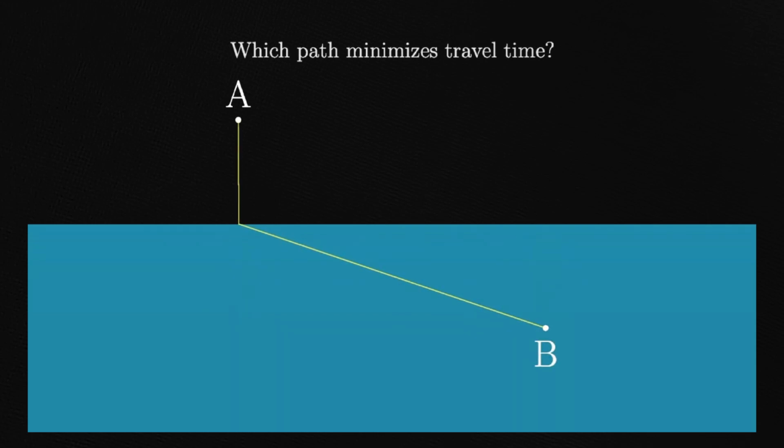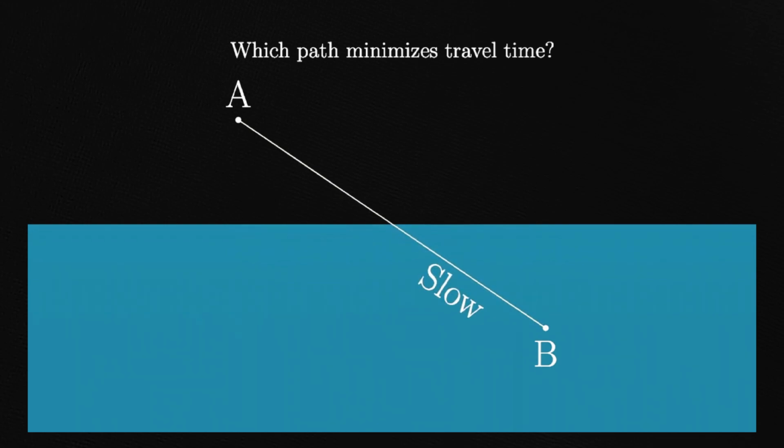Consider some point A in its trajectory in the air, and some point B on its trajectory in the water. First, you might think that the straight line between them is the fastest path. The only problem with that strategy, though, even though it's the shortest path, is that you may be spending a long time in the water.